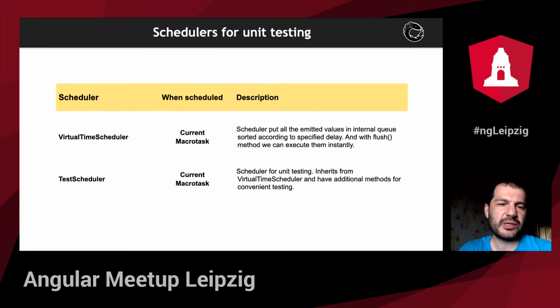There are two more special schedulers in RxJS just for testing purposes. The virtual time scheduler allows executing all delayed scheduled emission tasks instantly, keeping the emission order. So if you are using operators like delay or debounceTime, which wait for some time before emitting a value, the virtual time scheduler will help you to pass this time instantly. TestScheduler is a subclass of the virtual time scheduler, but with additional methods for unit testing. We will talk about them more deeply in this talk.